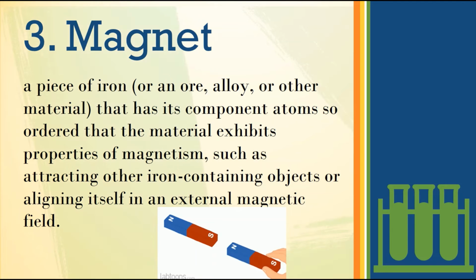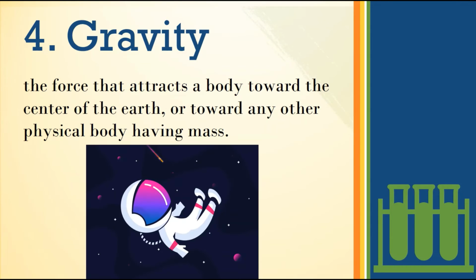Okay, now let's go to the third word. Magnet. A magnet is a piece of iron and it has component atoms that are so ordered that the material exhibits properties of magnetism, so it will attract iron containing objects. Alright, and I'm sure you know what this is, and I'm sure you've seen this one before.